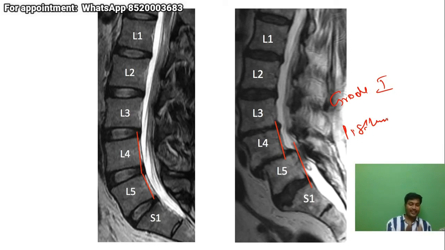Retrolisthesis is when the caudal segment has gone back. Anterolisthesis is when it has gone front. It's only the direction.